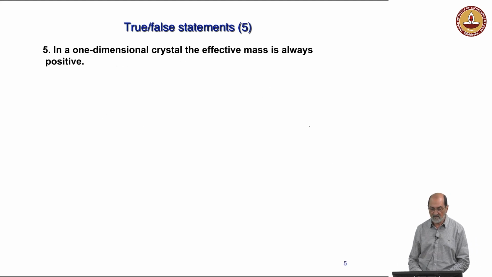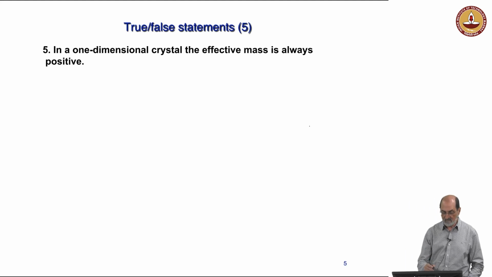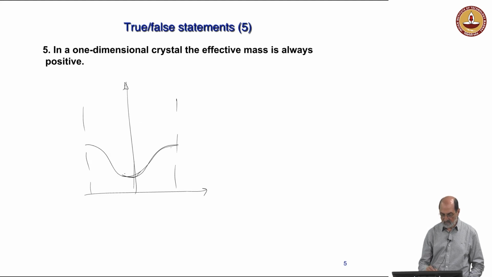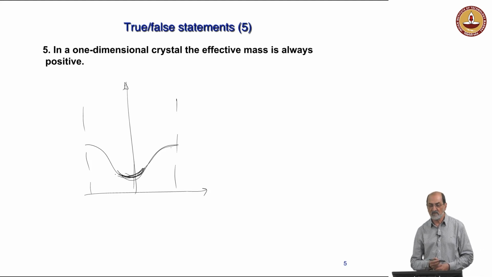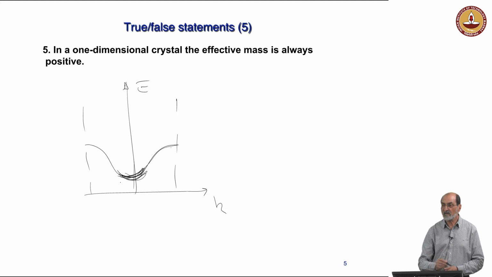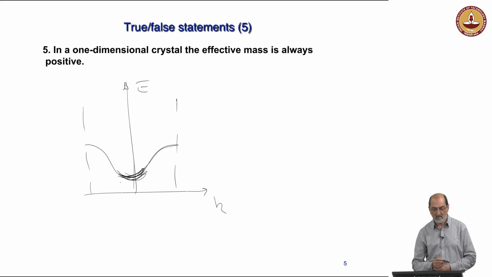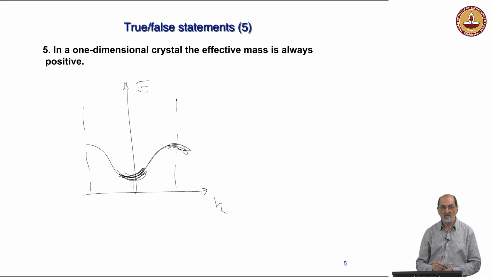In a one-dimensional crystal, the effective mass is always positive. Is this correct or false? False. Good. In the Kronig-Penney model, which is one-dimensional, the first band does something like this. Remember that the effective mass depends inversely on the second derivative of the energy with respect to k. At the bottom of the band, the effective mass is positive, but at the top, the second derivative is negative, and so the effective mass has to be negative. This is not a two-dimensional or three-dimensional phenomenon, but a universal phenomenon.